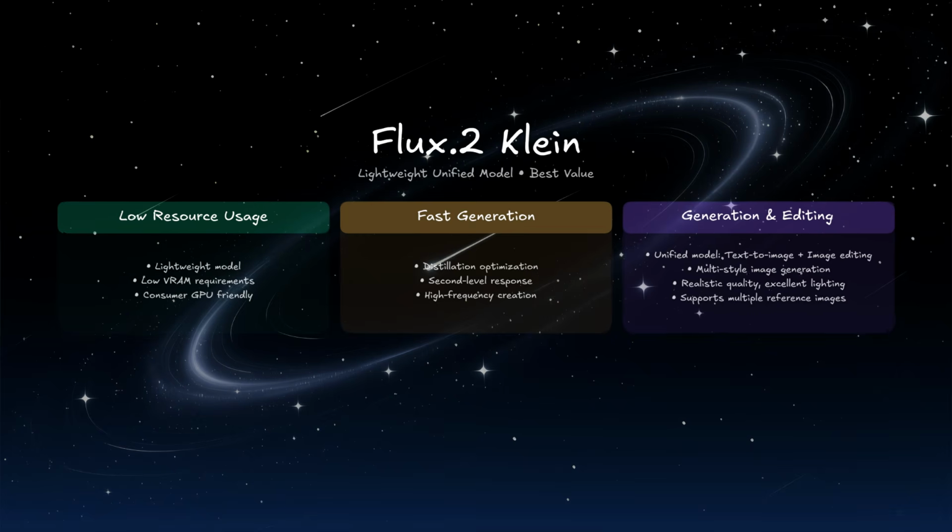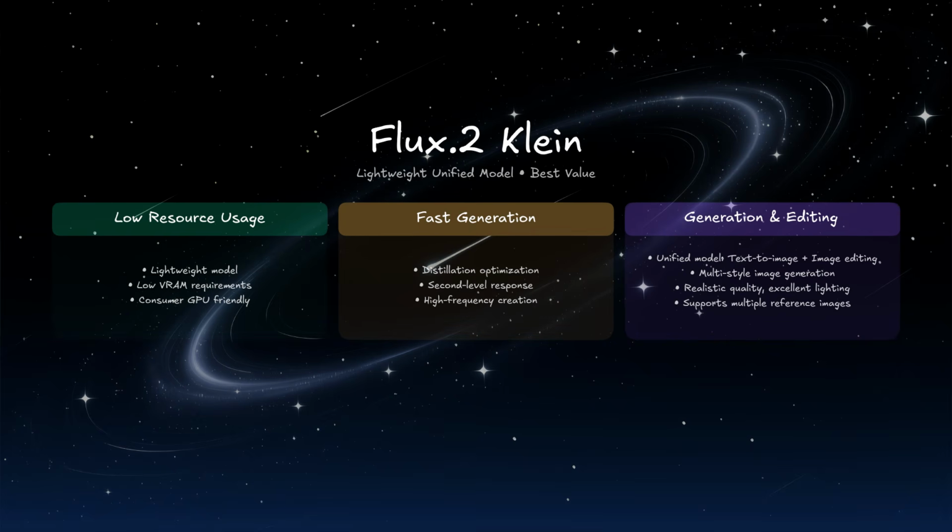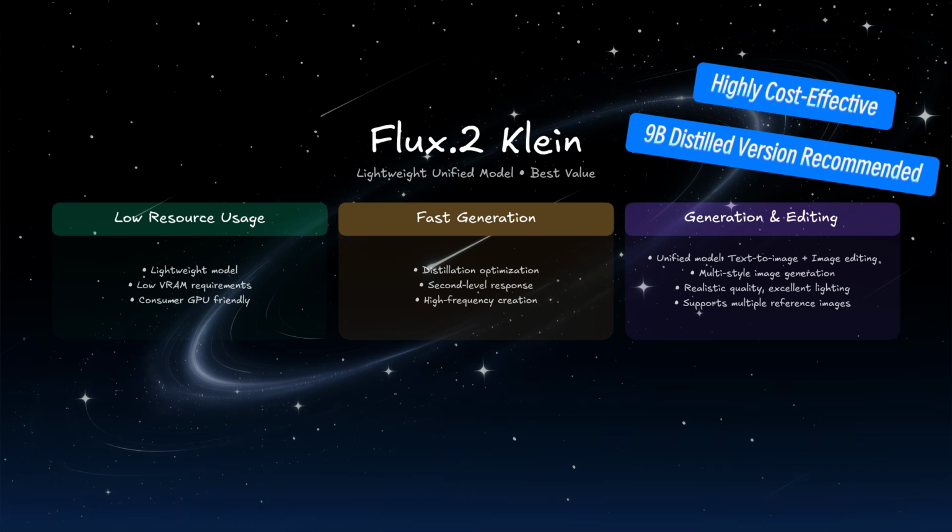To summarize, in my view, Klein is an extremely cost-effective model. Using the 9B Distilled version handles the vast majority of text-to-image or editing needs. Even if you don't really need its text-to-image capabilities, a lightweight image editing model is essential. After all, while Klein Image Edit 25511 is more powerful, it has high VRAM requirements and slow generation speed.